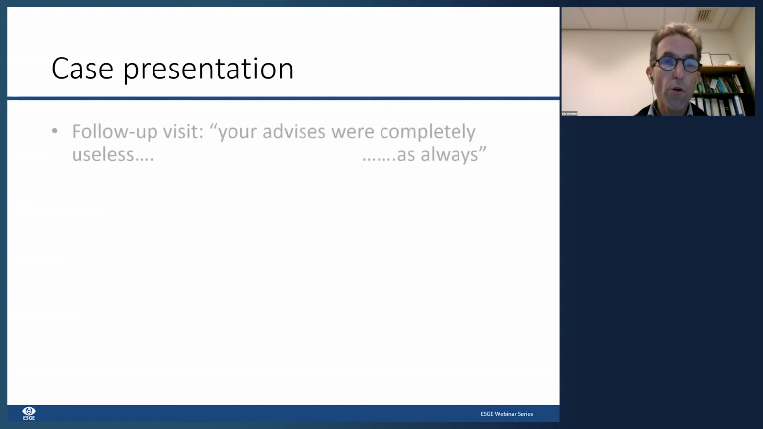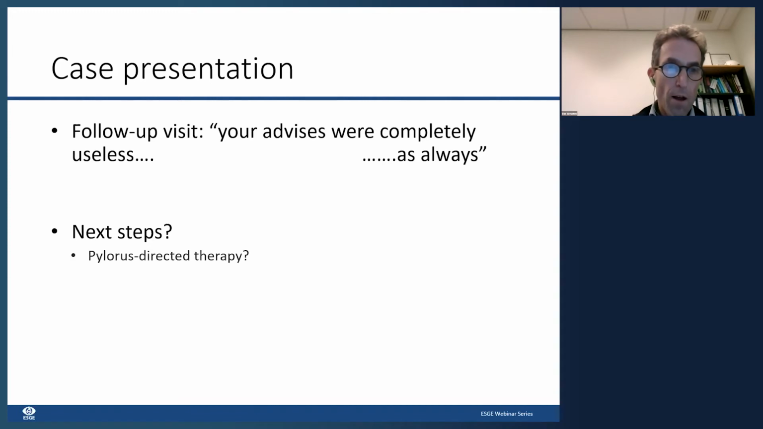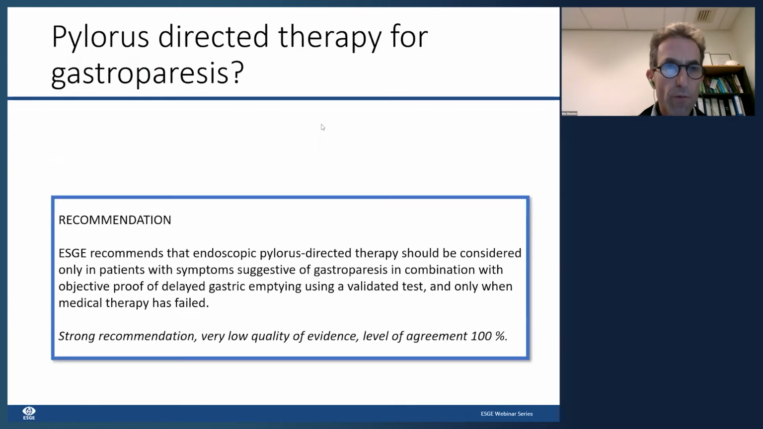And of course, I suggested all of these advices to my patient, and she came back to my office and she said, well, your advices were completely useless. And she added, as always. So what would be the next step here? We could go to pylorus-directed therapy, prokinetics, gastric emptying testing. So that's the next question to you. In a patient with insufficient symptom relief in gastroparesis, where do we go?